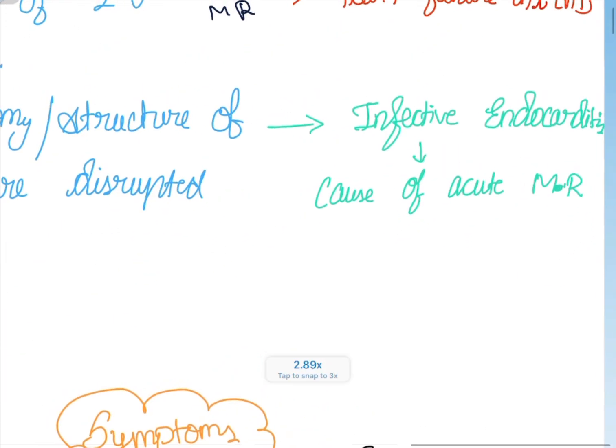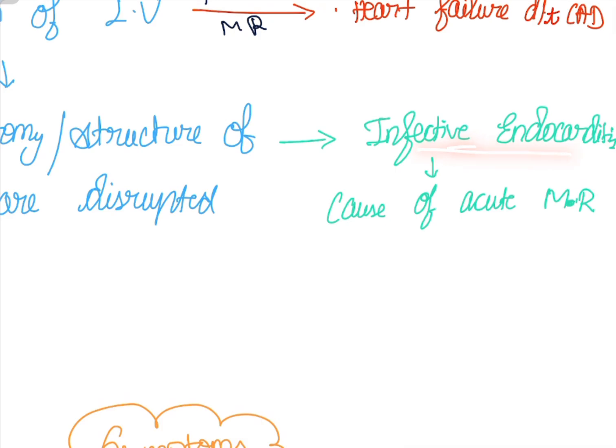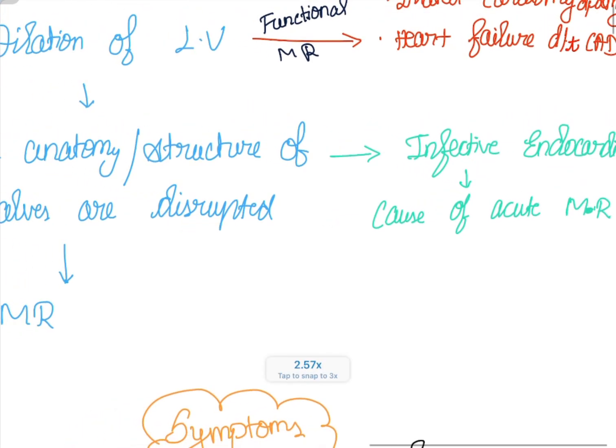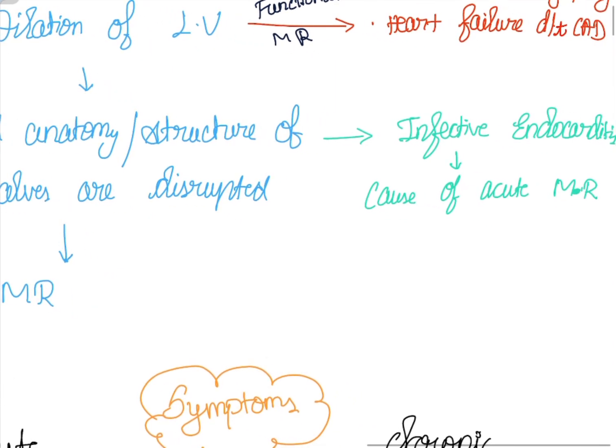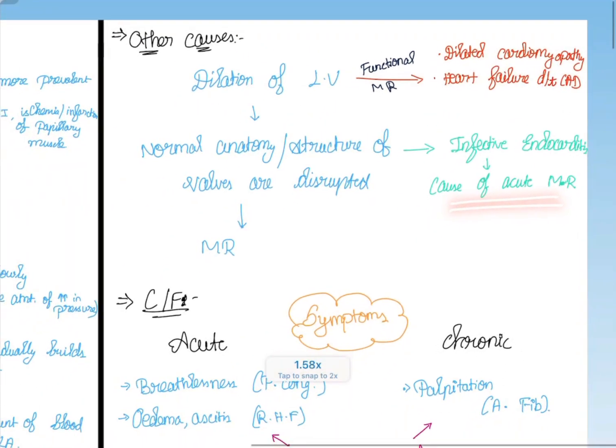Followed by this, there is infective endocarditis. This infective endocarditis may result in direct structural disruption of the valves. So infective endocarditis is one of the most important causes of acute MR.